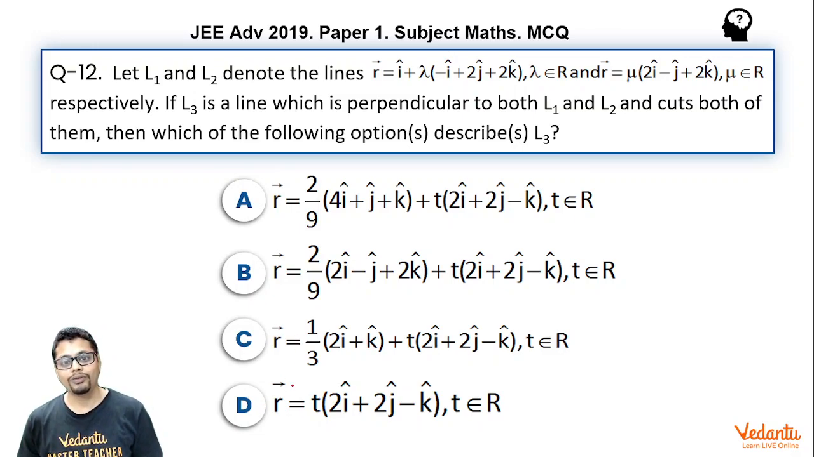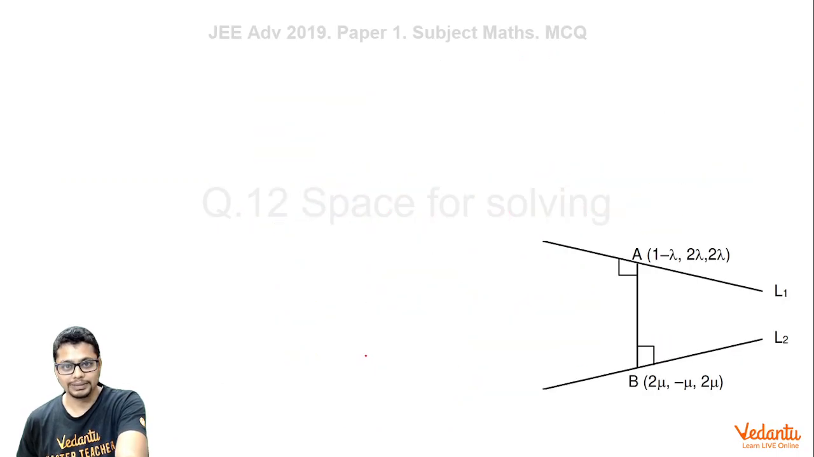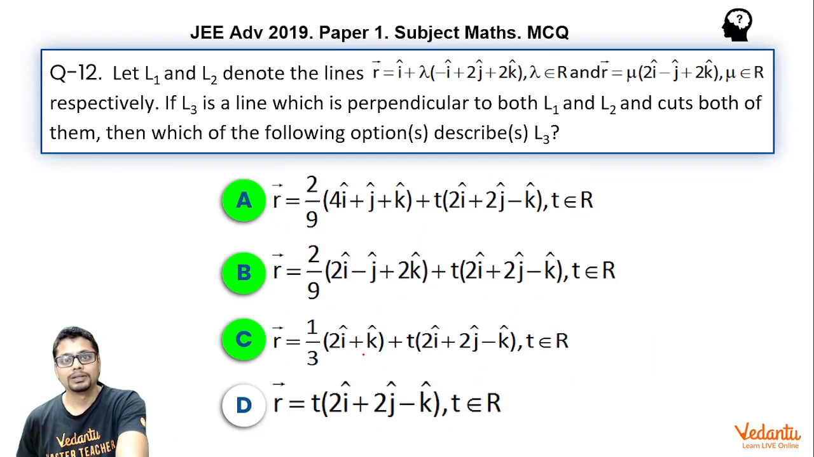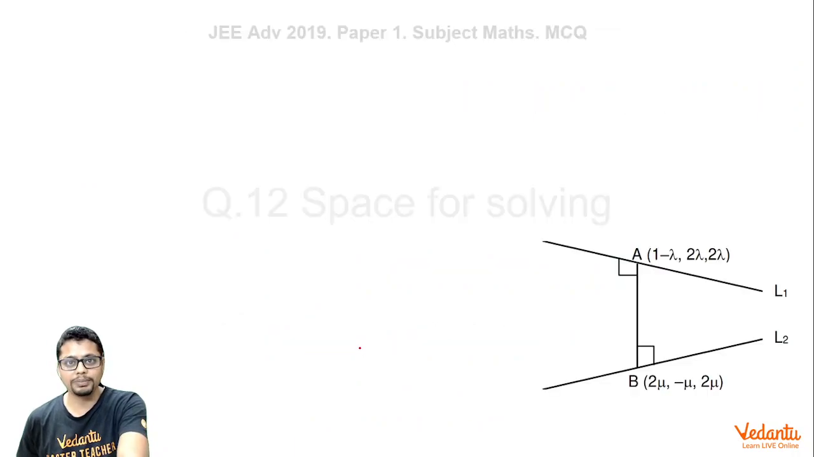Clearly D would be wrong. Why? Because as I am making the j cap component 0, I am getting the i cap component to be 2 by 3 and the k cap component to be 1 by 3. That means this point lies on the line and the origin does not lie on the line. Why? Because at the origin, the i cap, j cap, k cap components would all be 0. But when I make the j cap component 0, I am not getting the i cap and k cap components to be 0. So that means my answers are A, B and C. Now let's explore an alternate method.